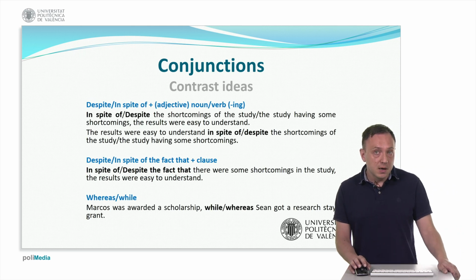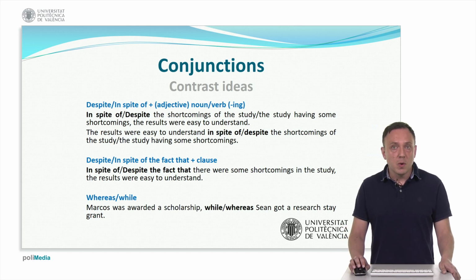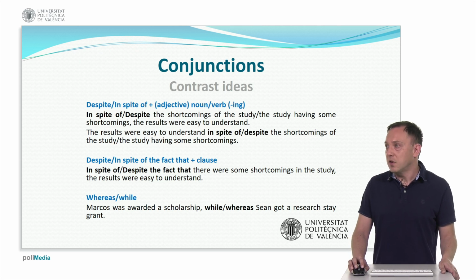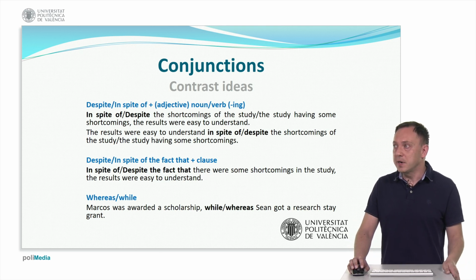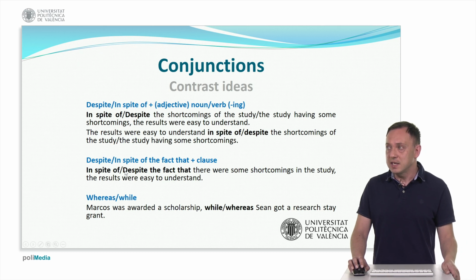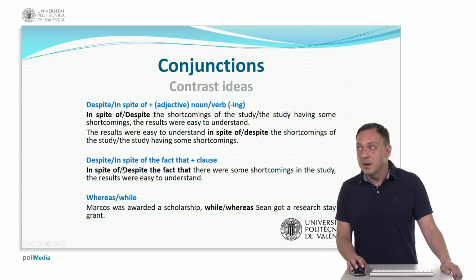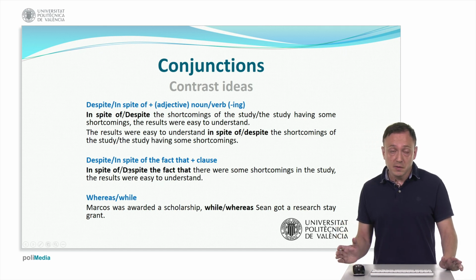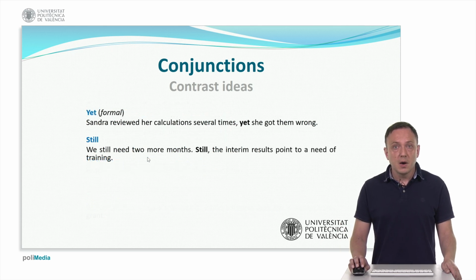Despite or in spite of can be followed by an adjective, if there is one, and a noun or a verb in ing form. So, for example, in spite of or despite the shortcomings of the study or the study having some shortcomings, the results were easy to understand. Or the second example, the results were easy to understand in spite of or despite the shortcomings of the study, or the study having some shortcomings. So the conjunction can be placed at the beginning or in the middle of the sentence.